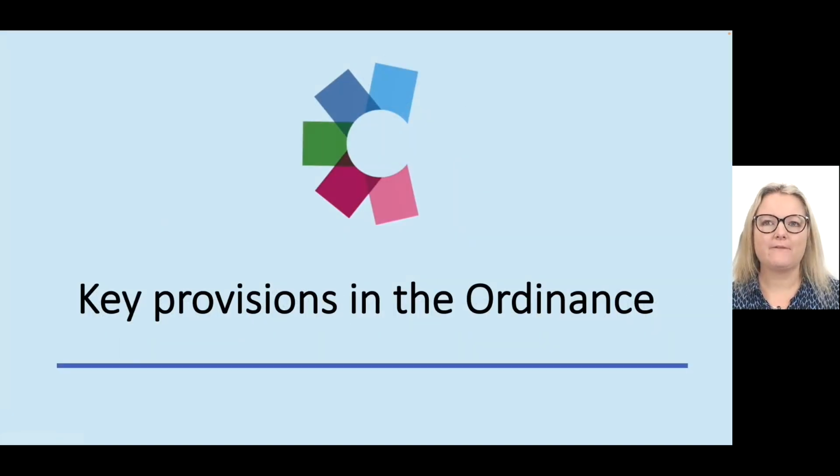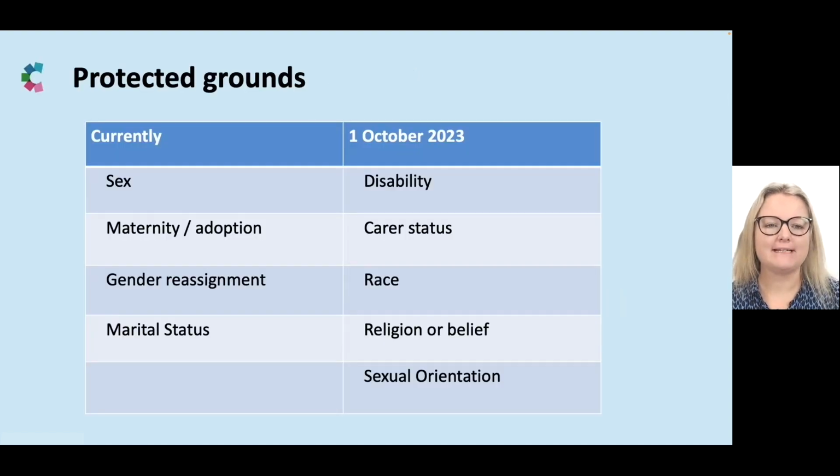So starting with some key provisions in the ordinance and with the protected grounds in particular. In this table, we've set out on the left-hand side the protected grounds that we currently have under the sex discrimination ordinance, which are sex, maternity adoption leave, gender reassignment, and marital status. And on the right-hand side, we have the new protected grounds that will be coming into effect on the 1st of October 2023. Which are disability, carer status, race, religion or belief, and sexual orientation.